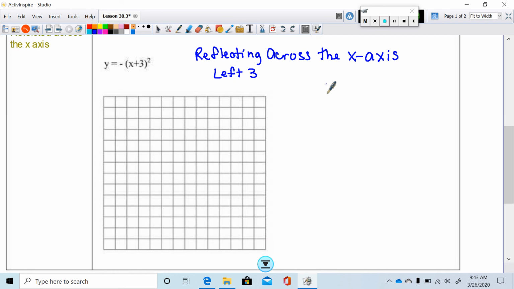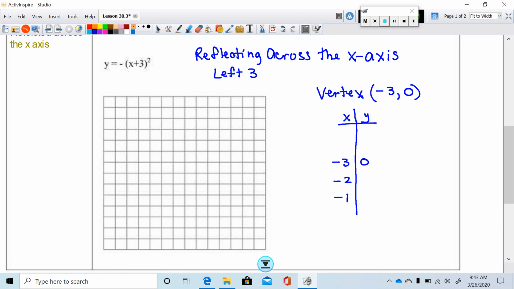So now I got to get the vertex. The vertex is the opposite of what's in the parentheses with x. So the opposite of positive 3 is negative 3. And then the constant of the equation, but there is no constant, so that's going to be a 0. So my vertex is negative 3, 0. Okay, I need two numbers bigger, so negative 2 and negative 1. And two numbers smaller, negative 4 and negative 5.